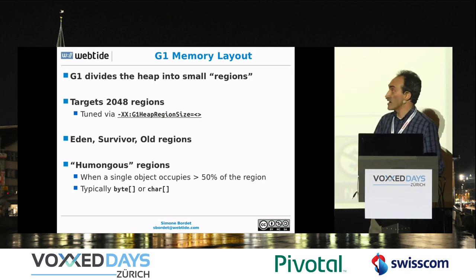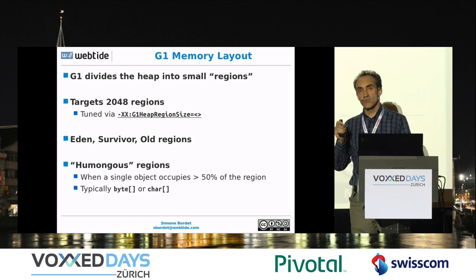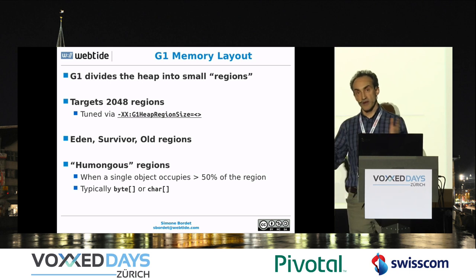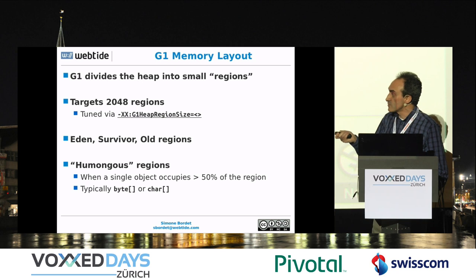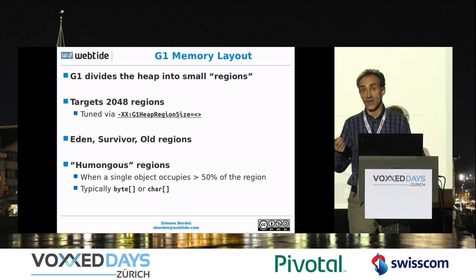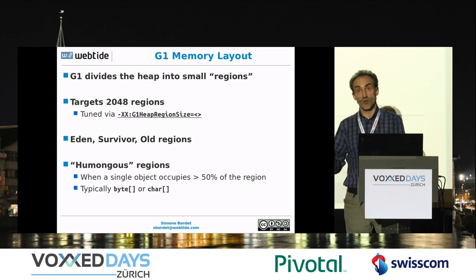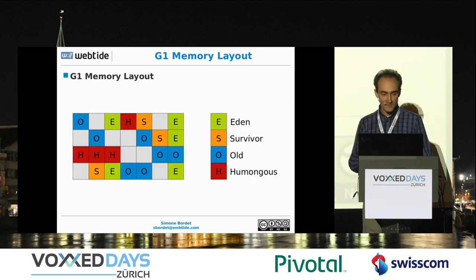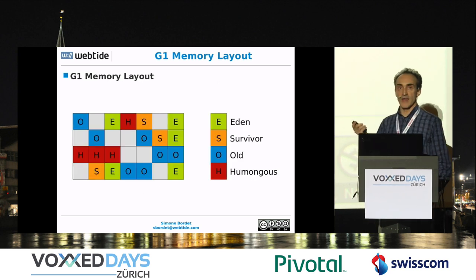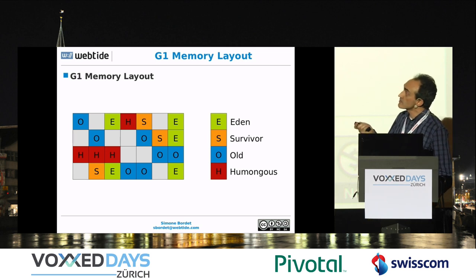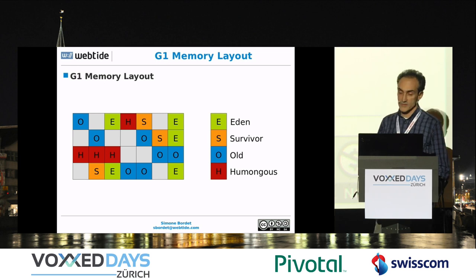But there's one more region type, which is called the humongous region, which means that particular region contains one object only, typically very large, that occupies at least 50% of the region size. So when such large objects, typically byte arrays or char arrays, are allocated and they occupy more than 50% of the region, then that region is called humongous. We will see why they are special. So this is basically the G1 memory layout. It's very different from the other one, but we have all the regions: Eden regions, humongous regions, survivor regions, and so forth.